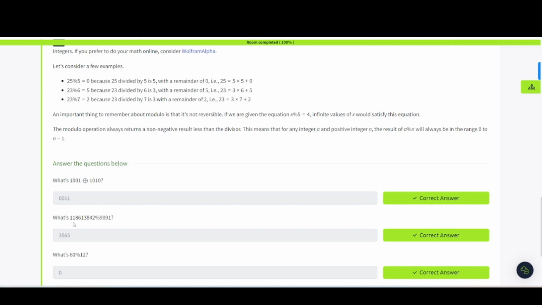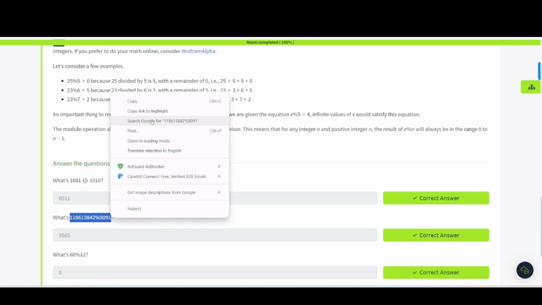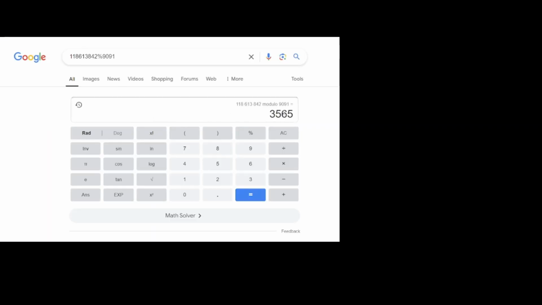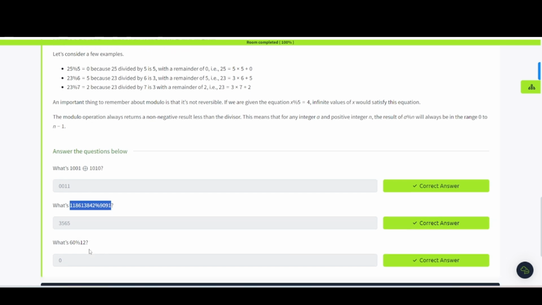What is 118613842 modulo 9091? Well, that's going to be 65. So you plug that into a calculator, you can come out with that. Or you can just do our old friend Google here. So let's go ahead and try that in Google. See what comes up here. There you go.